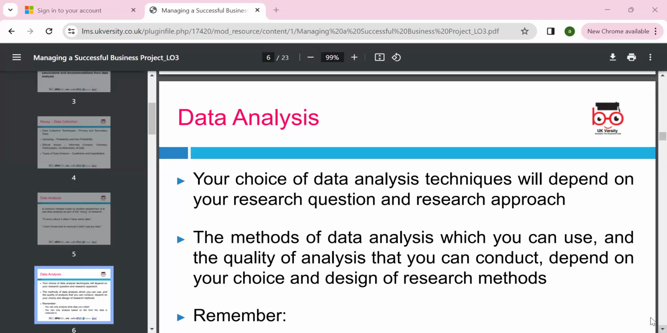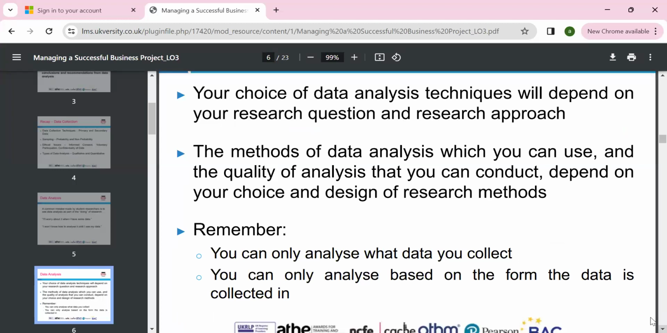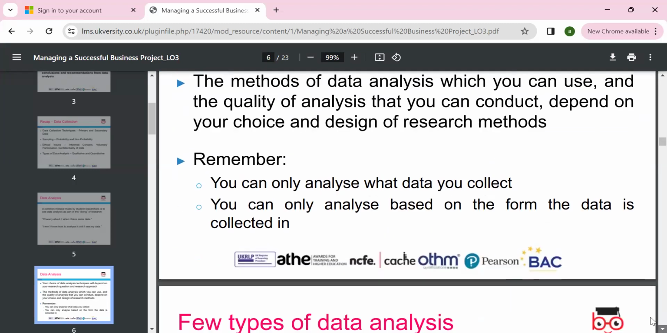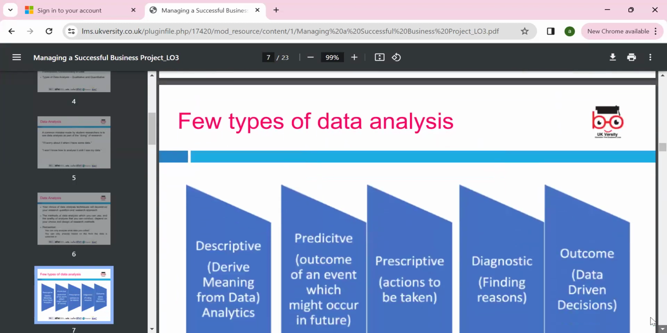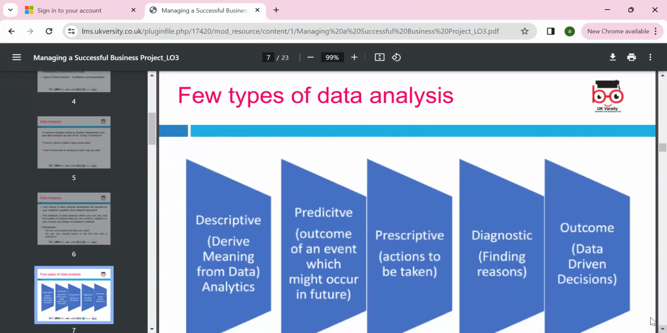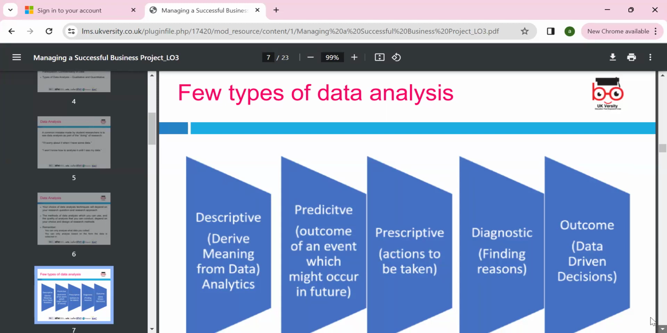Remember the key points. You can only analyze the data you collect, and only based on the form in which the data is collected. There are a few types of data analysis. Descriptive: deriving meaning from the data. Predictive: the outcome of events which might occur in future. Prescriptive: action to be taken. Diagnostic: finding the reason and outcome, the data-driven decision.